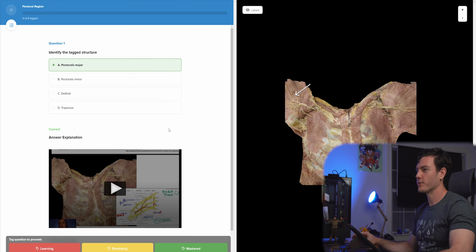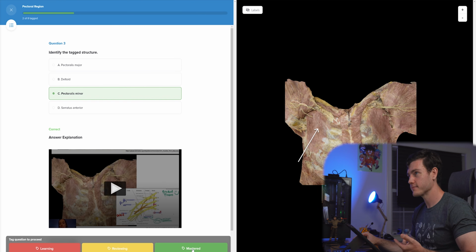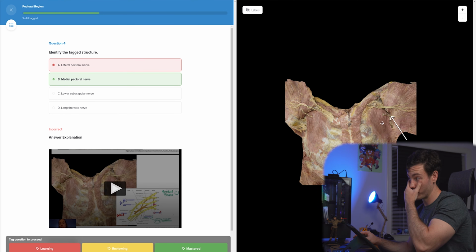So pectoralis major, we knew that. It was pretty easy, and we've done it in the previous case too, so this is just reinforcing it. Mastered. Pectoralis minor, that was easy. We definitely mastered that. Oh, that is the medial. Okay, so I think I was confusing things. The medial pectoral nerve, I believe, innervates, or at least courses through both the pec minor and major.